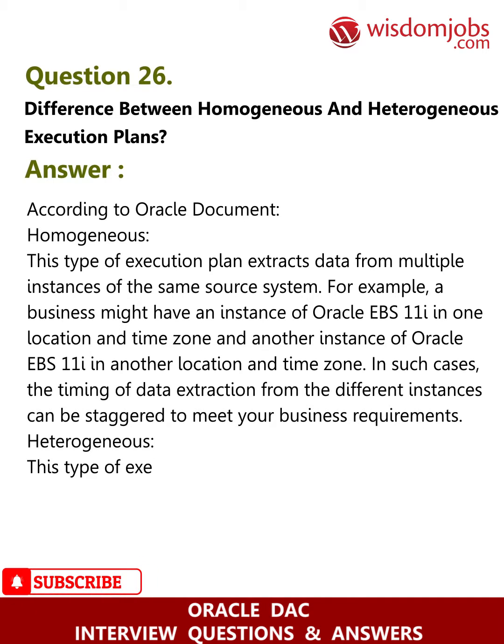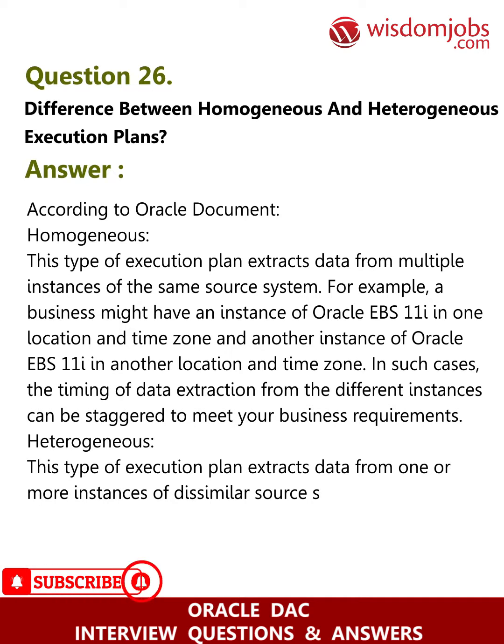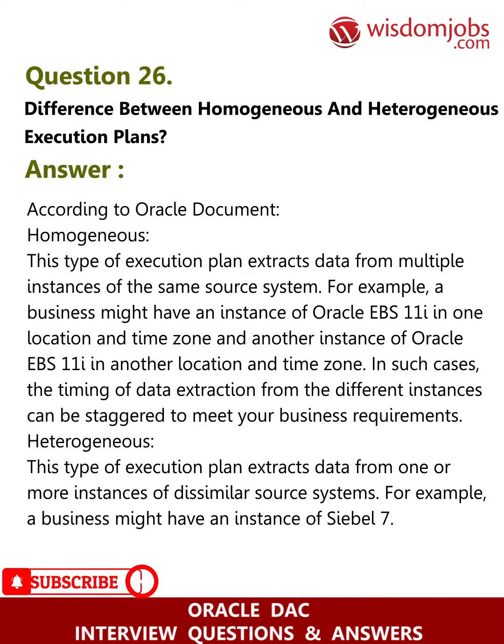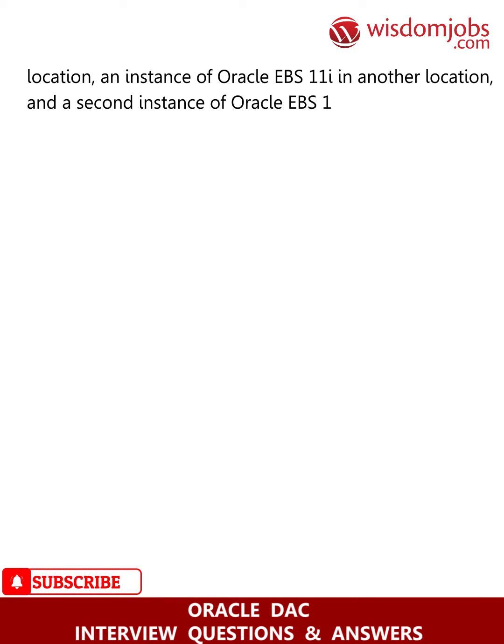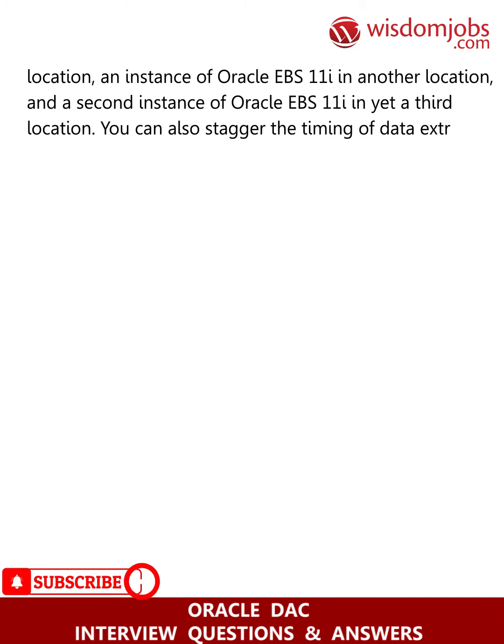Heterogeneous. This type of execution plan extracts data from one or more instances of dissimilar source systems. For example, a business might have an instance of Siebel 7.8 in one location, an instance of Oracle EBS 11i in another location, and a second instance of Oracle EBS 11i in yet a third location. You can also stagger the timing of data extraction when you use this type of execution plan.